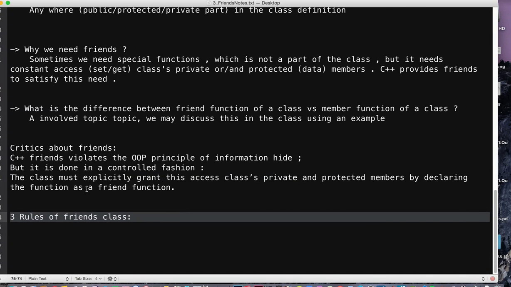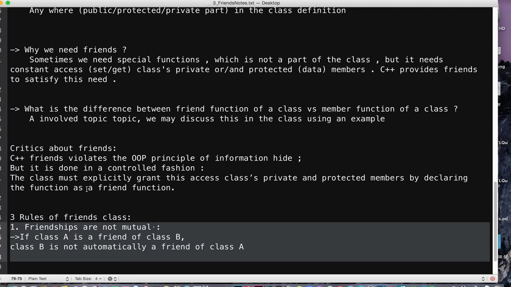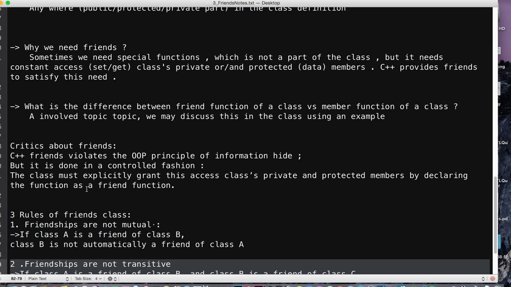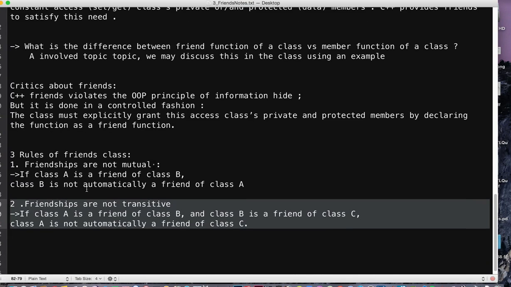There are three rules of friends between classes. The first rule is friendship is not mutual. Meaning if class A is a friend of class B, class B is not necessarily a friend of A. The second rule between friends is that friendship is not transitive.